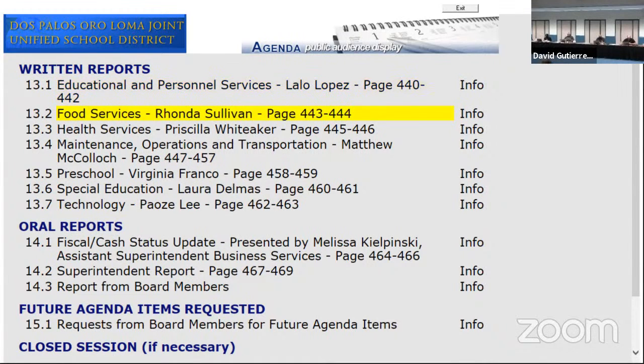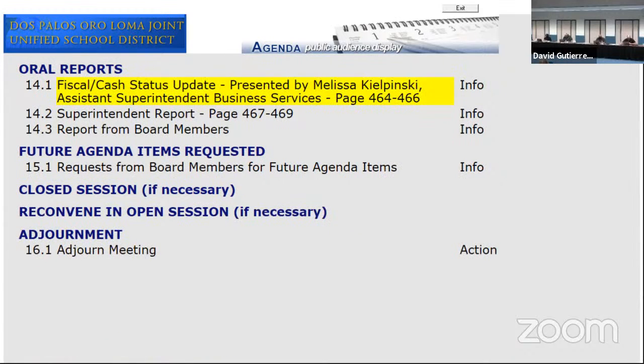13.1 Educational and Personnel Services. 13.2 Food Services, Rhonda Sullivan. 13.3 Health Services, Priscilla Whitaker. 13.4 Maintenance Operations and Transportation, Matthew McCullough. 13.5 Principal, Franco. 13.6 Special Education, Laura Delmas. 13.7 Technology, Pajay Lee. I don't think I mentioned that Mr. Lopez was Educational and Personnel Services.